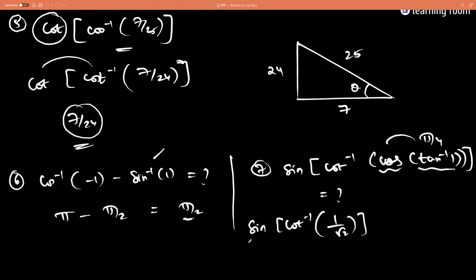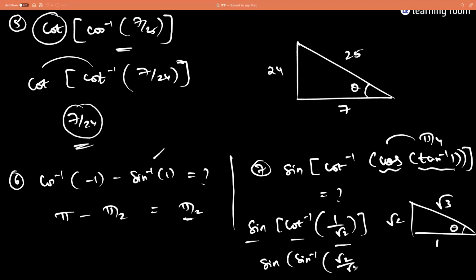So sine of cot inverse of 1 by root 2. Drawing a triangle again. If I take this to be theta, which is 1 and which is root 2, 1 is the adjacent side and root 2 is the opposite side. So what will be the answer here? It will be root 3. So sine inverse of root 2 by root 3. So the answer is root of 2 by 3. Correct. I hope everybody understood, no?